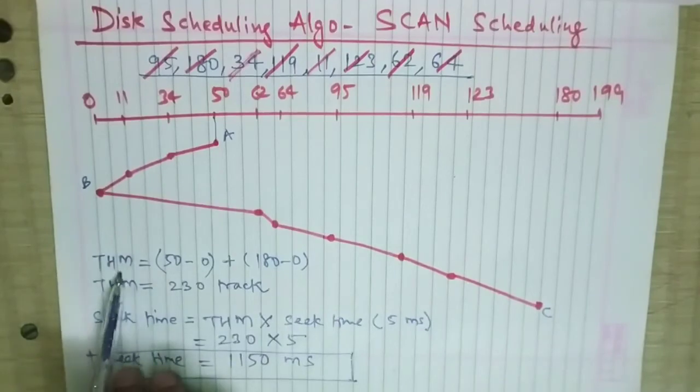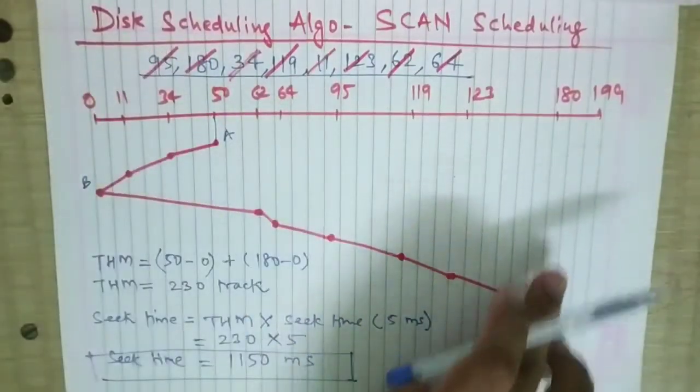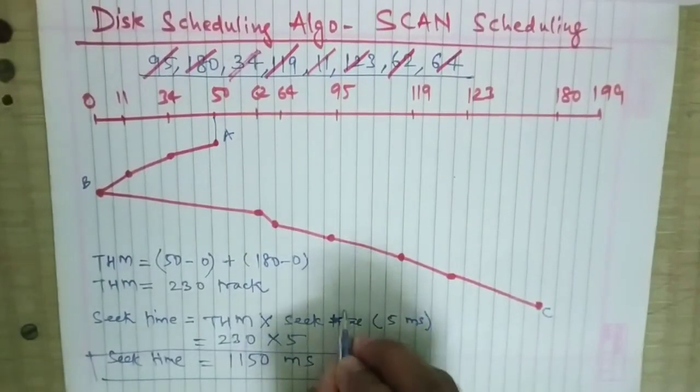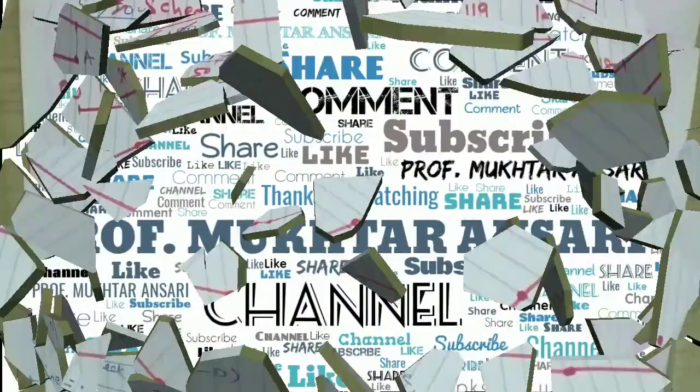Then we can calculate the total head movement, which is 230 tracks, because it is 50 minus 0, then 180 minus 0. Then seek time is 230 multiplied by 5, where 5 is the seek rate, not the seek time. So the seek time is equal to 1150 milliseconds. Okay, thank you so much.